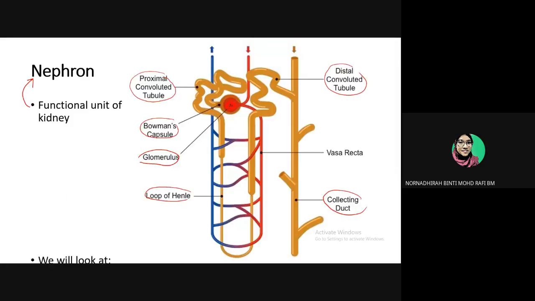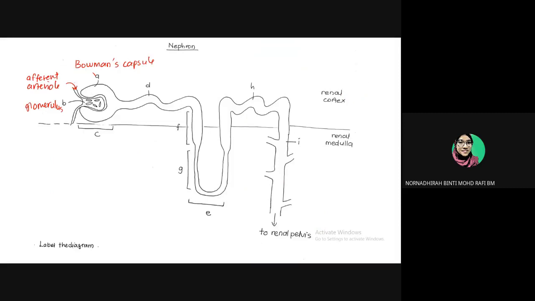Okay, ingat ya, afferent ni masuk. And then kalau yang kedua kat sini bawah ni, dia akan bawa deoxygenated blood and clean blood. Kat sini dipanggil efferent arteriole. Efferent arteriole. Okay, and then what is C? C adalah gabungan Bowman's capsule and glomerulus, what we call as renal corpuscle.